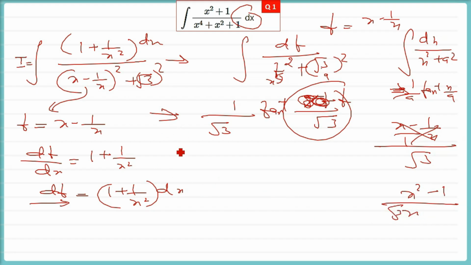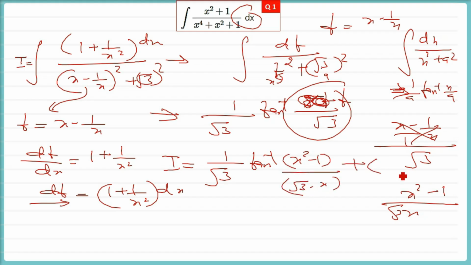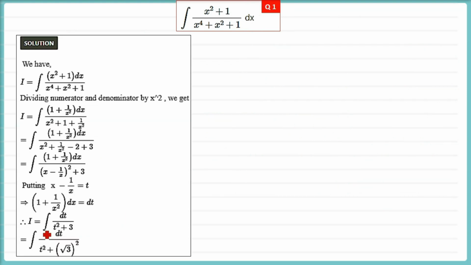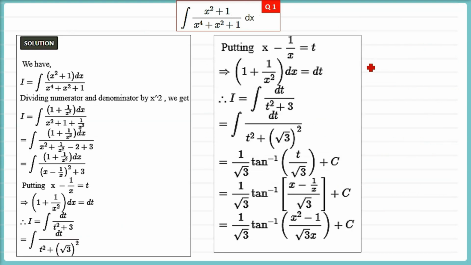So let me write the final answer after the integration. I will be equal to 1 by root 3 tan inverse of (x square minus 1) divided by (root 3 multiplied by x), plus a constant of integration. Okay, this is your final answer. So this is how you're going to solve it. All this dividing numerator and denominator by x square, putting all these, you have to follow.